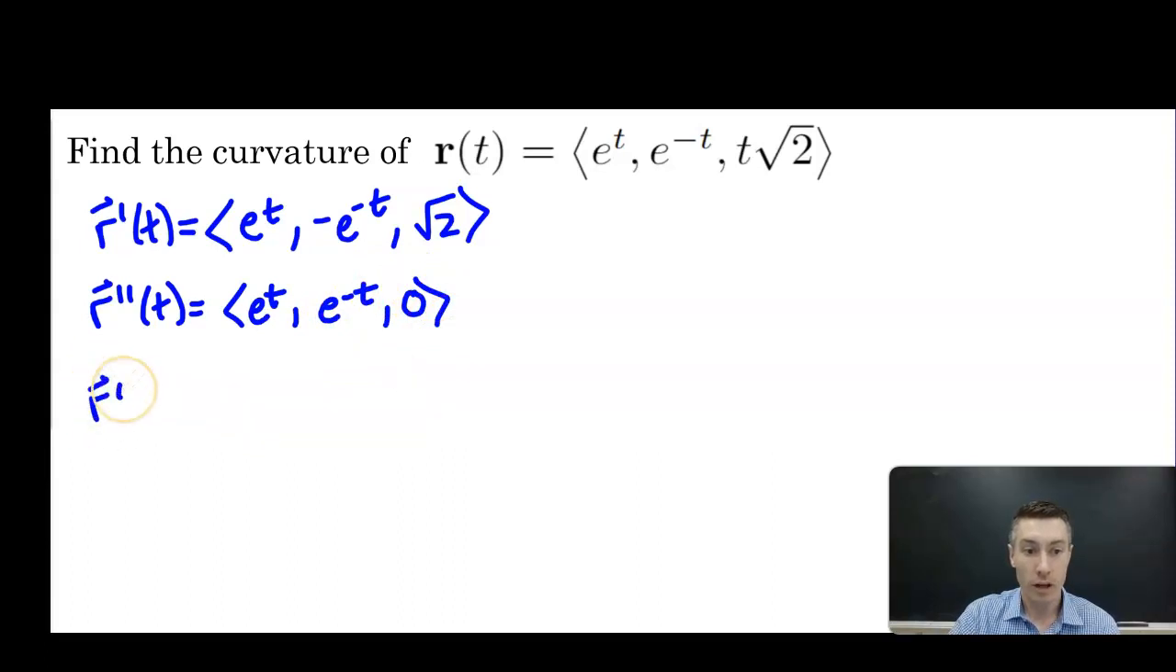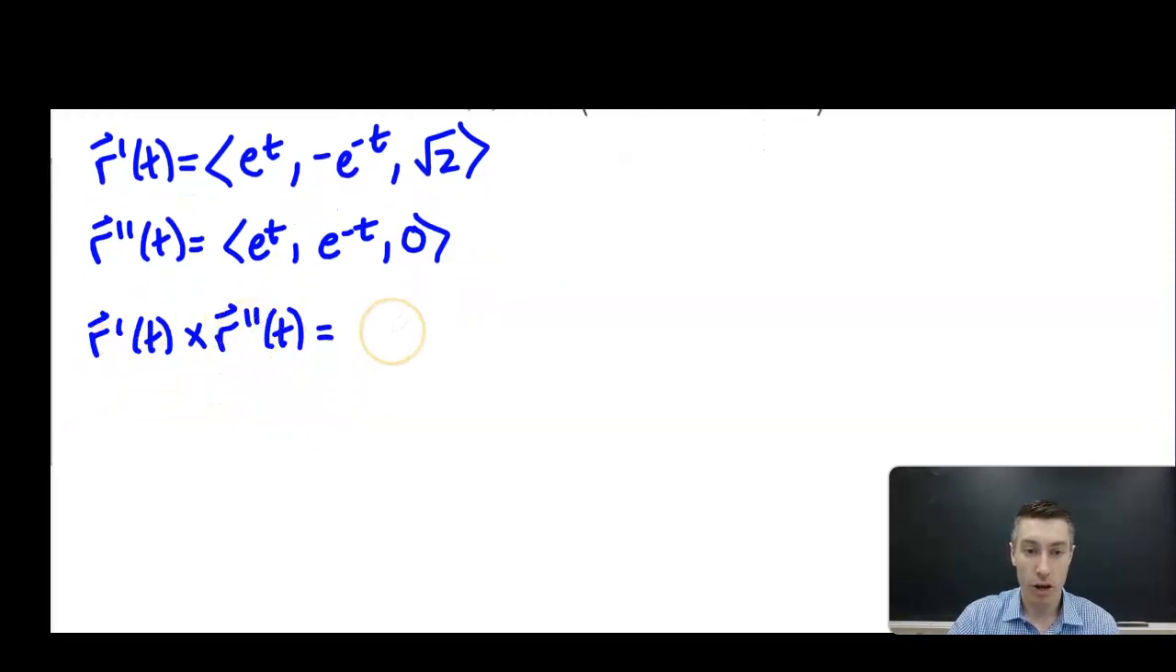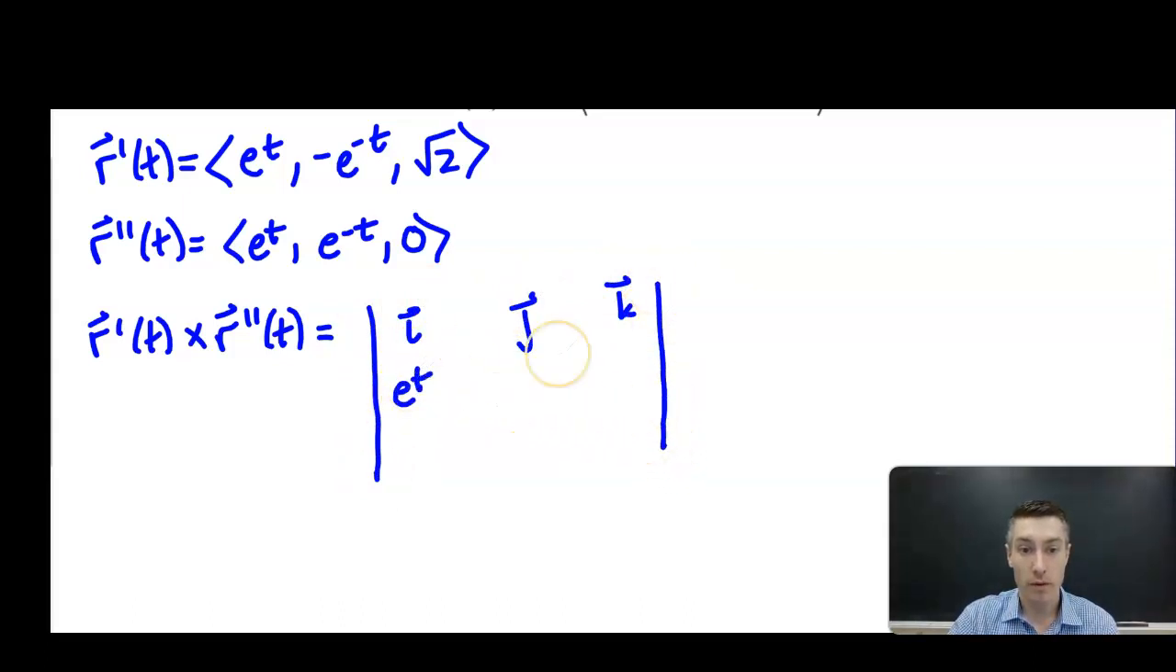Now we need to find the cross product of r prime of t and r double prime of t. We are taking the magnitude, so the order of the cross product is not going to matter. Typically, we're just going to do r prime cross r double prime because it's easier. But if you did it in the reverse order, the magnitude would be the same. So e to the t, e to the negative t, 0.